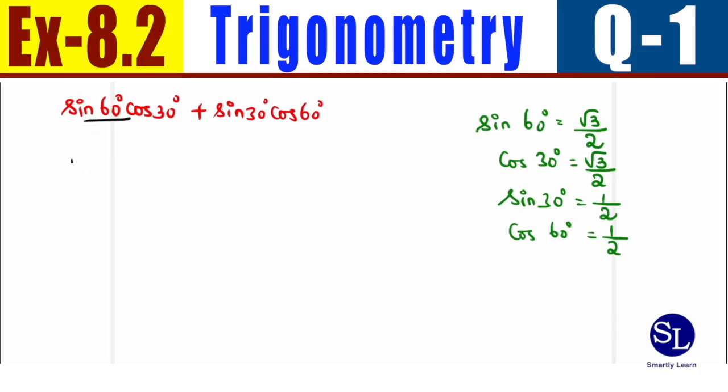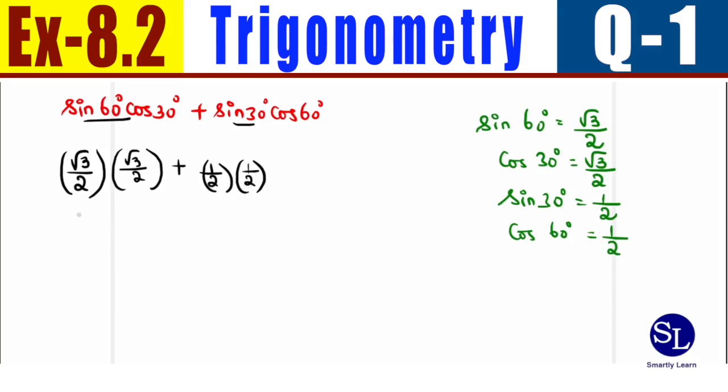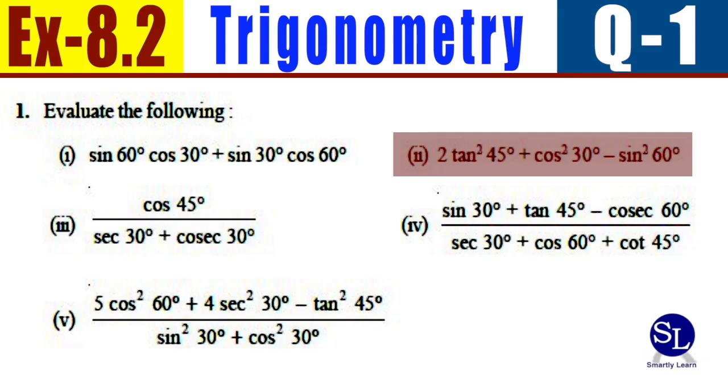So sin 60 it's root 3 by 2 into cos 30 is another root 3 by 2 plus sin 30 is 1 by 2 into cos 60 is another 1 by 2. So root 3 by 2 into root 3 by 2 is 3 by 4 plus 1 by 2 into 1 by 2 is 1 by 4. So next step you add 3 by 4 plus 1 by 4 is 4 by 4 which is equal to 1. Now let's take up the second expression.